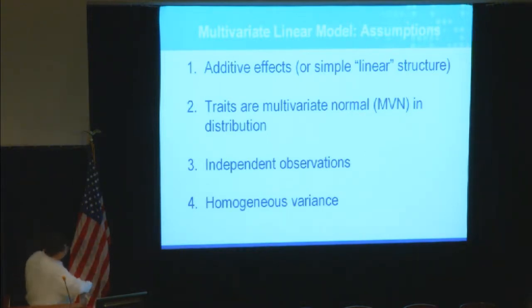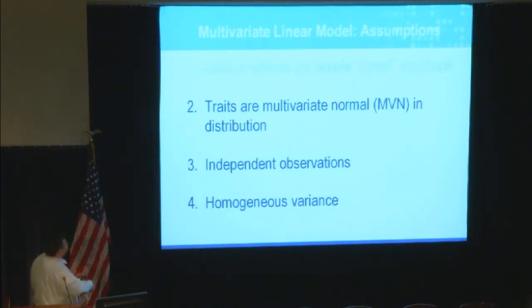The main assumptions are, think back to your first course in statistics, and to that part of the course where you're talking about linear regression. These are the exact same assumptions, right? The effects are additive, or they exhibit a simple linear structure, and we'll see a little figure about that. Traits are multivariate normal in distribution. The observations are independent. There's no correlation structure describing them, and the variance is homogeneous across observations.